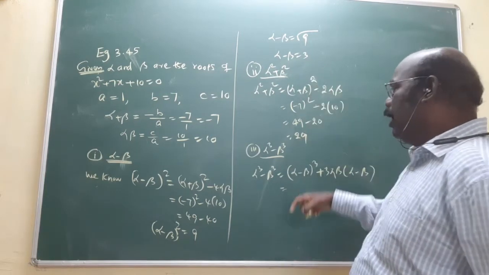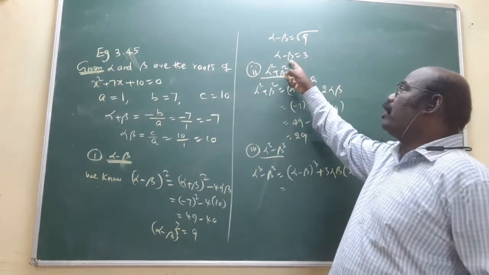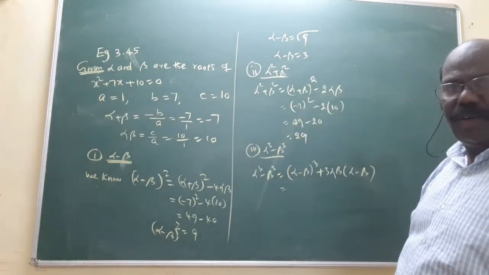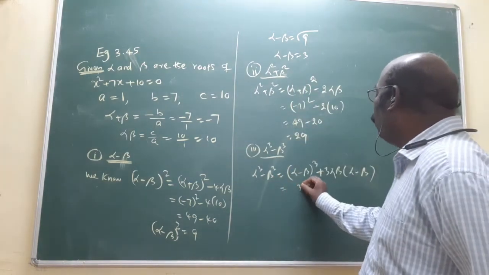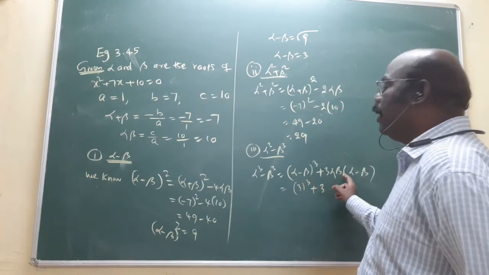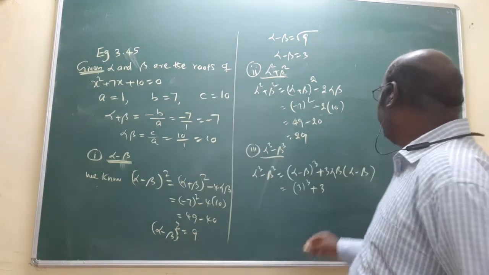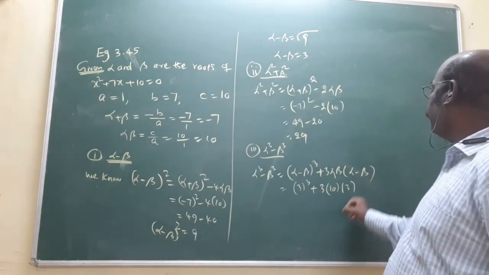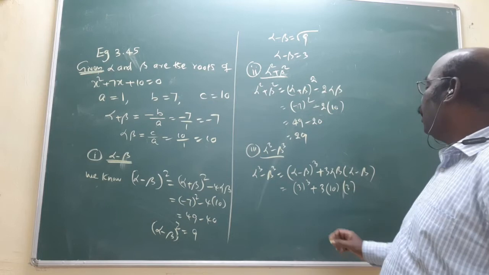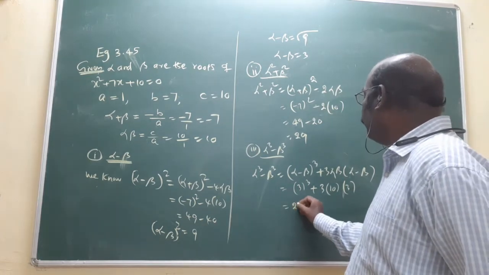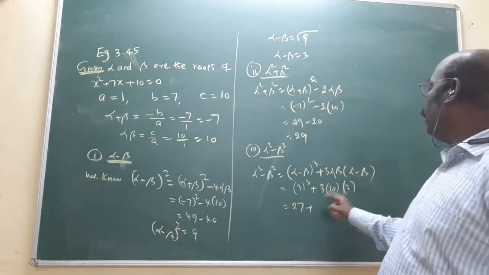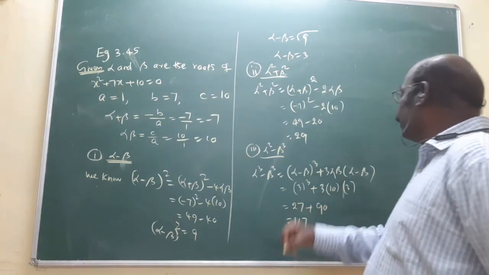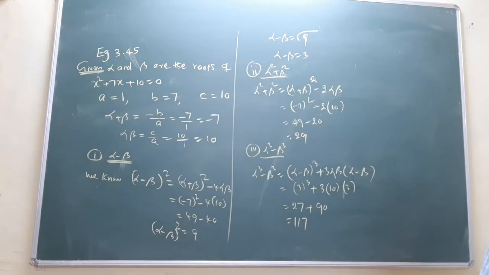By using this idea, suppose this part alone is asked, first find alpha minus beta, then find alpha cube minus beta cube. So this extra one: 3 cube plus 3 into alpha into beta, already found 10, alpha minus beta 3. Now multiply: 27 plus 90, 170 is the answer. In this way, you find one by one.